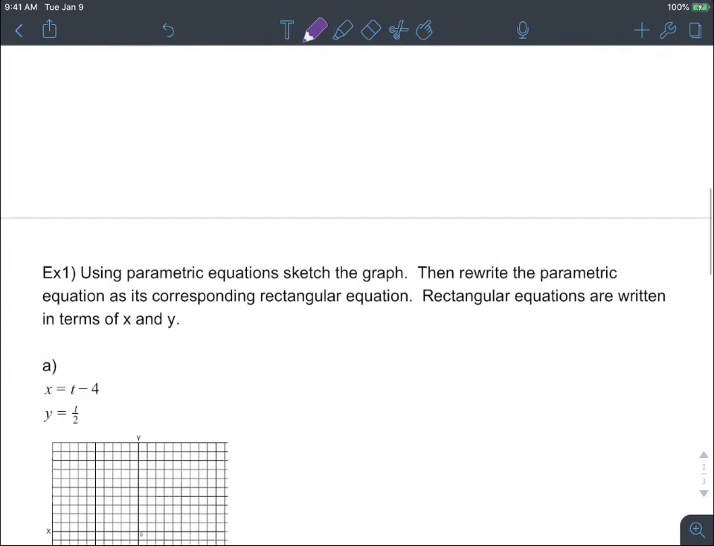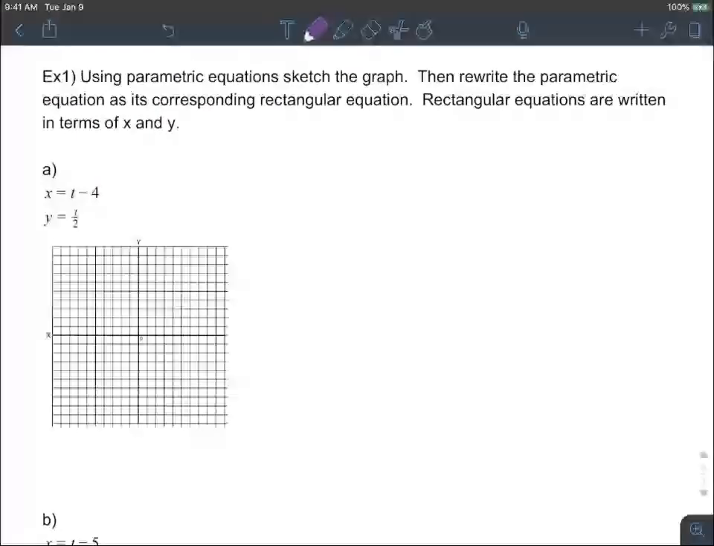Okay. All right, example 1. So we're going to sketch the graph and then rewrite the parametric equation as a rectangular equation. So remember, parametrics are written in terms of a third variable, and rectangular equations are written in terms of x and y, like a coordinate plane, x and y. Okay, so rectangular equation. Oh, hey, look, I thought ahead.